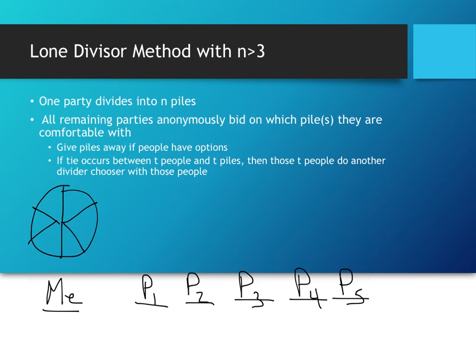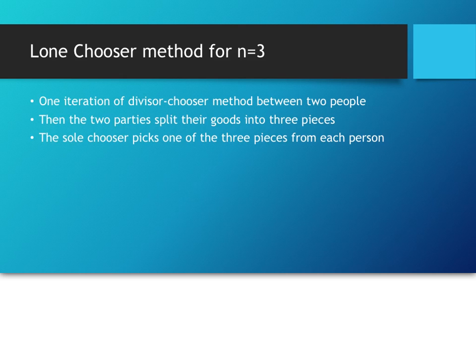Now what you're going to have to do is look at a table of bids and decide what are different ways to divide things up using the lone divider method. Okay? And is this a fair share? Is this not a fair share? Those kinds of questions. So we're going to look at the lone chooser method now. And again, we're going to do this for n equals 3.